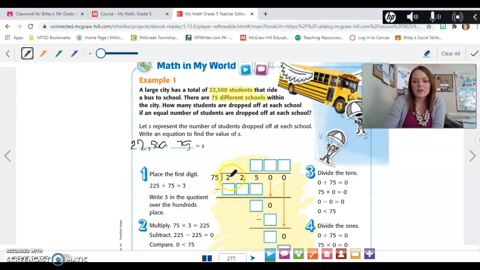So can 75 go into 2? No. Can 75 go into 22? No. Can 75 go into 225? Yes. Now, listen very carefully. I will let you use a calculator to multiply to figure out what we need to do. Not the whole problem, but I will let you multiply because 75, that's a big number.